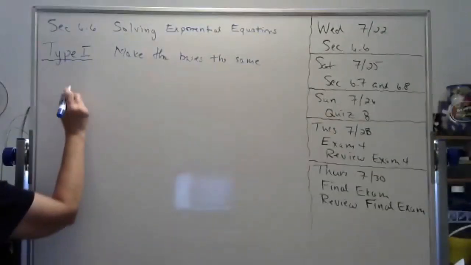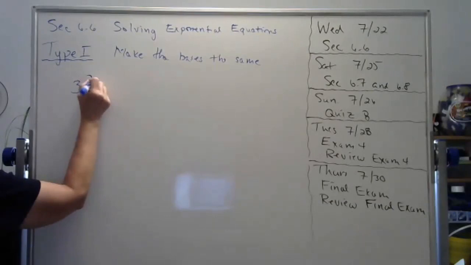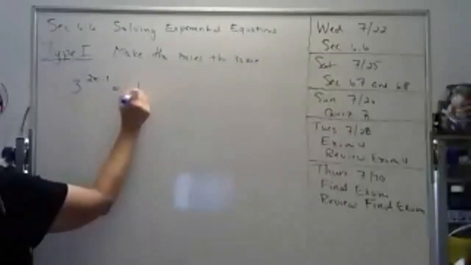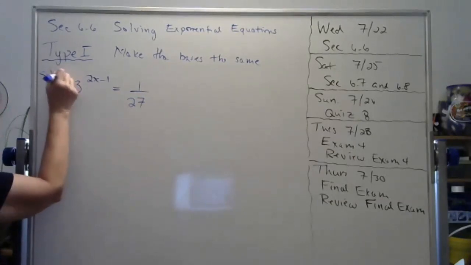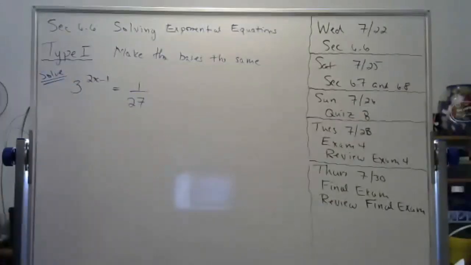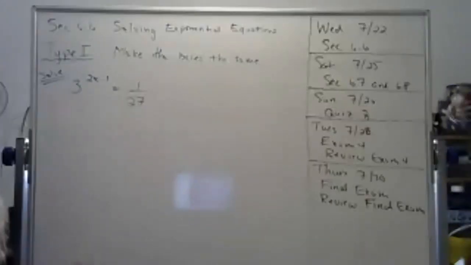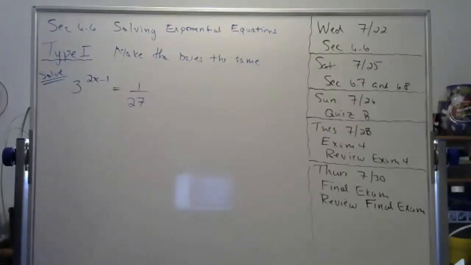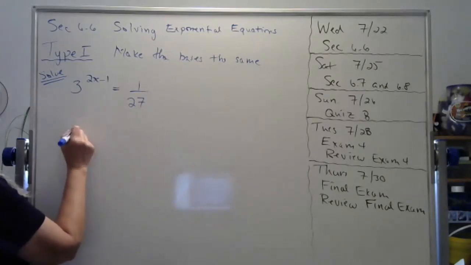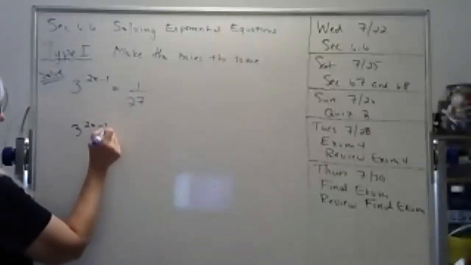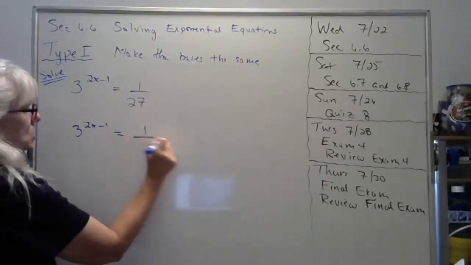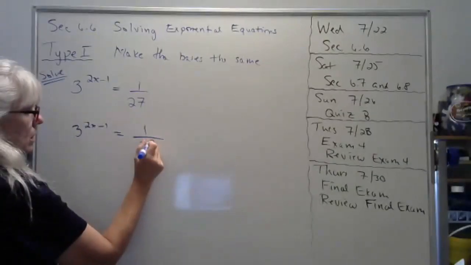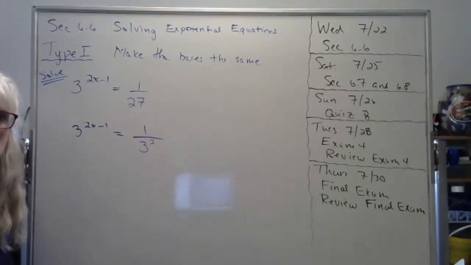So what if we have 3 to the 2x minus 1 equals 1 over 27. And again, the directions are just going to say solve. So I want to solve that. I want to find a value of x that makes this equation true. So we still can make the 2 bases into the same number. The left side is a base of 3. You always go to the smaller base because it's easier than going the other direction. I'm going to take that 27 and make it into a 3 cubed because 27 is 3 cubed.